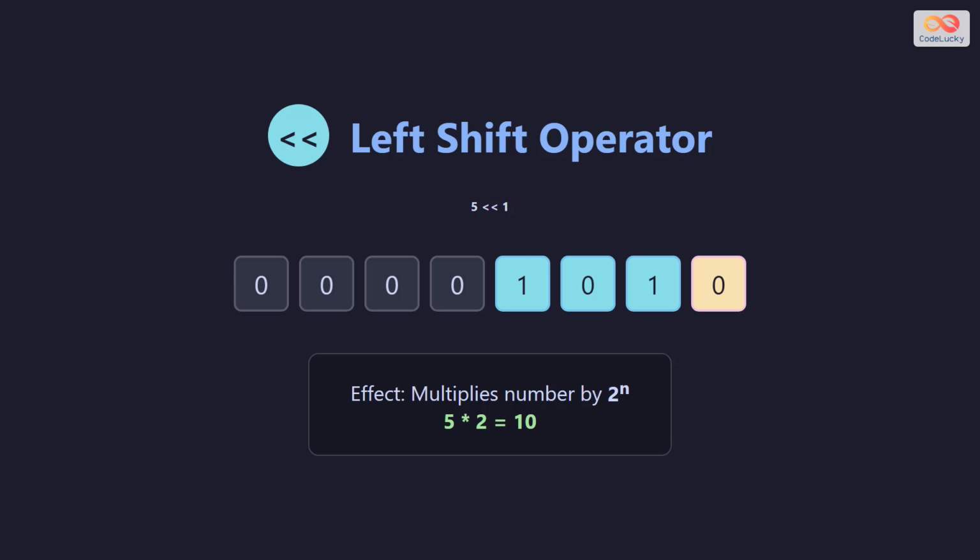Now for shifting bits. The left shift operator, shown as 2 less than signs, moves all bits to the left by a specified number of positions. The empty spaces created on the right are filled with zeros. Mathematically, shifting left by 1 is equivalent to multiplying the number by 2.